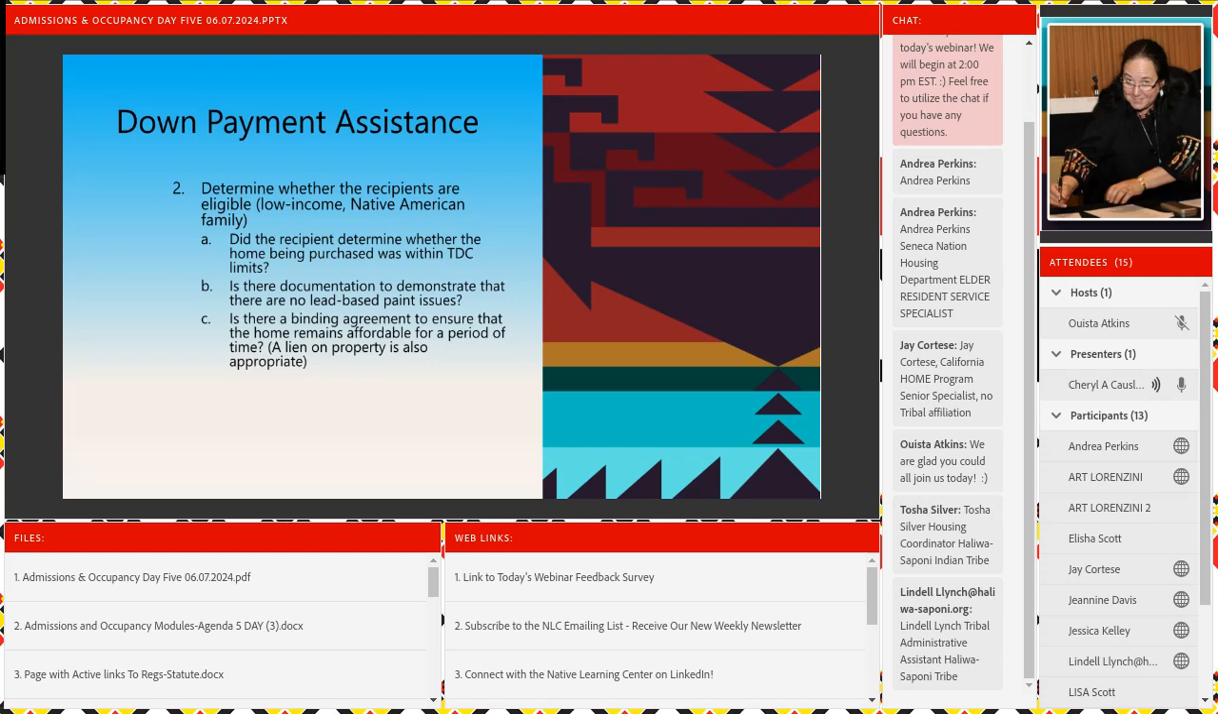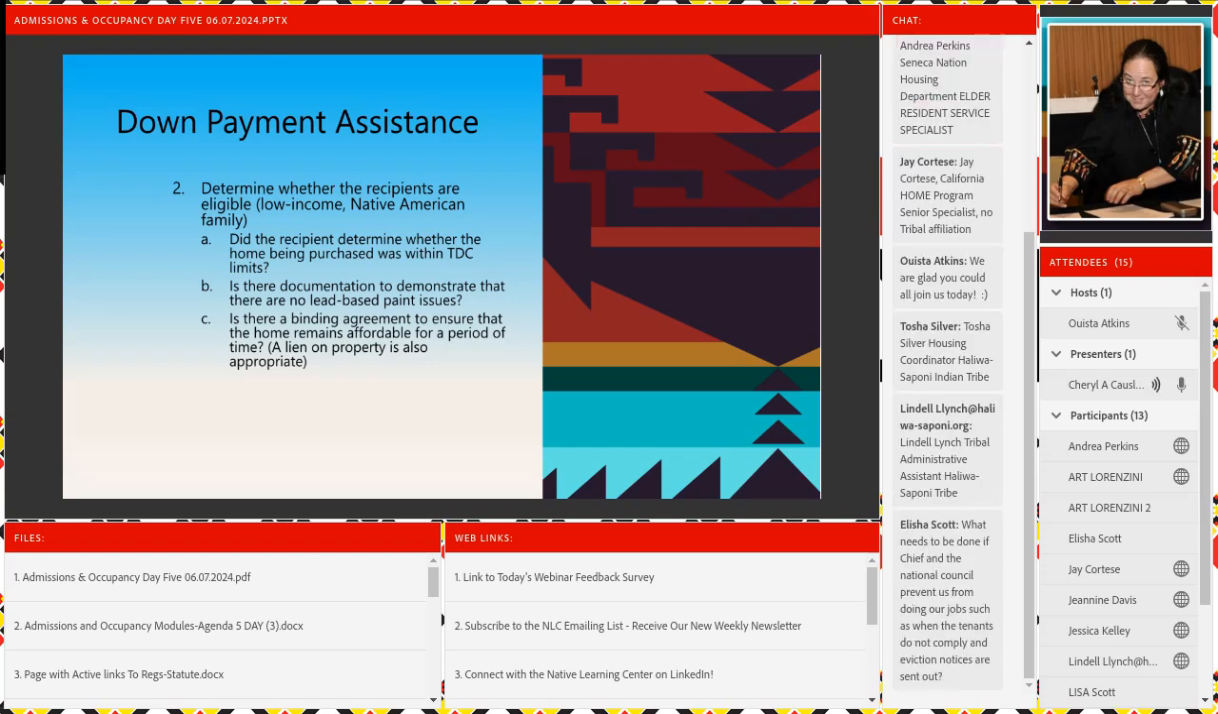Okay. Is there documentation to demonstrate that there are no lead-based paint issues? Okay. If it's a brand new house, there's no doubt, there is no lead-based paint. But because it's down payment assistance, it could be an older house that they are actually getting. So you have to make sure you have somebody looking at that lead-based paint.